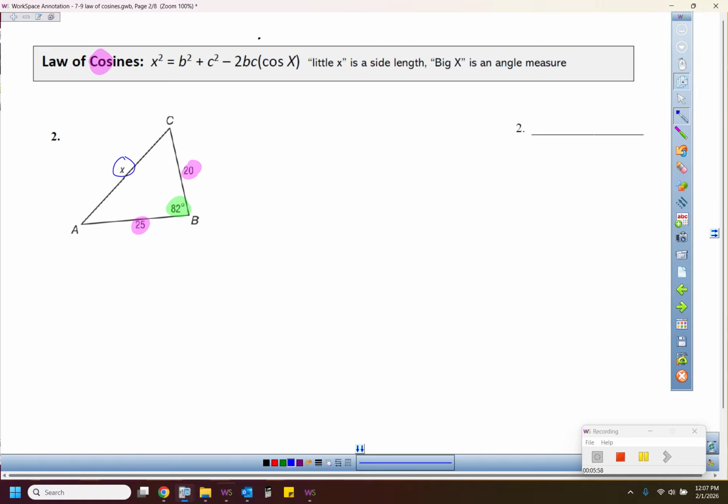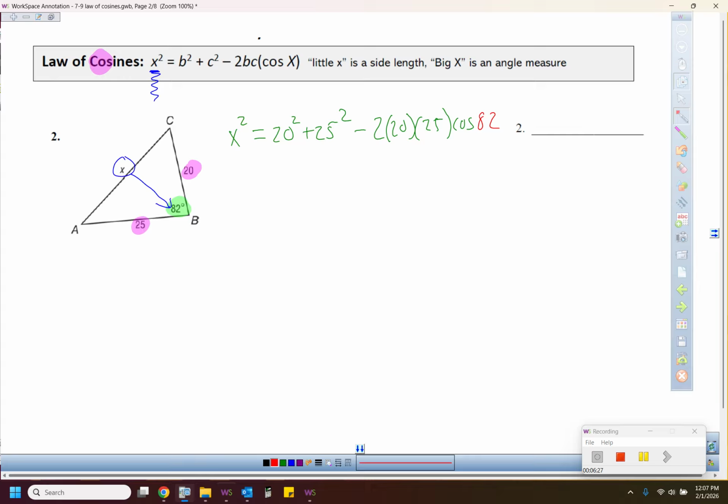And we are looking for this right here. It is a side length, so in my little formula, it is a little x, and that 82 right there is a big X. So let's substitute in. Little x squared is going to equal, B and C are these two pink side lengths. It doesn't matter which one's which. It's all going to be good in the neighborhood. Minus 2 times 20 times 25 times the cosine of that big X, which is that 82, right?